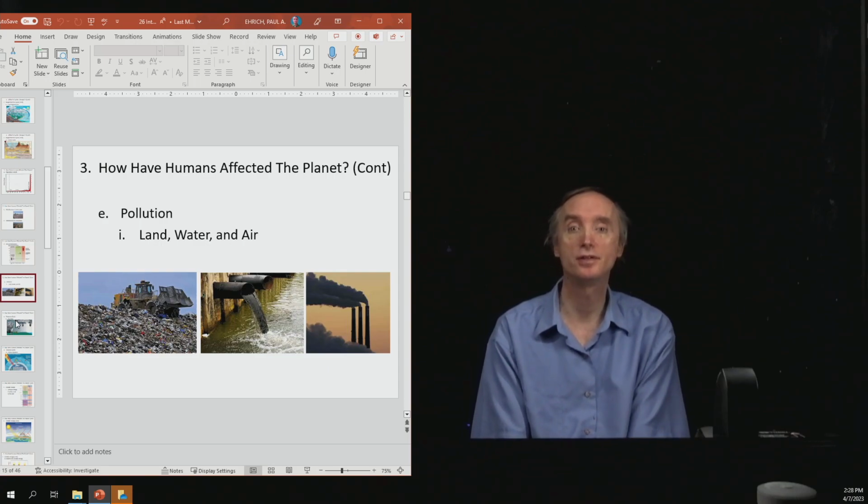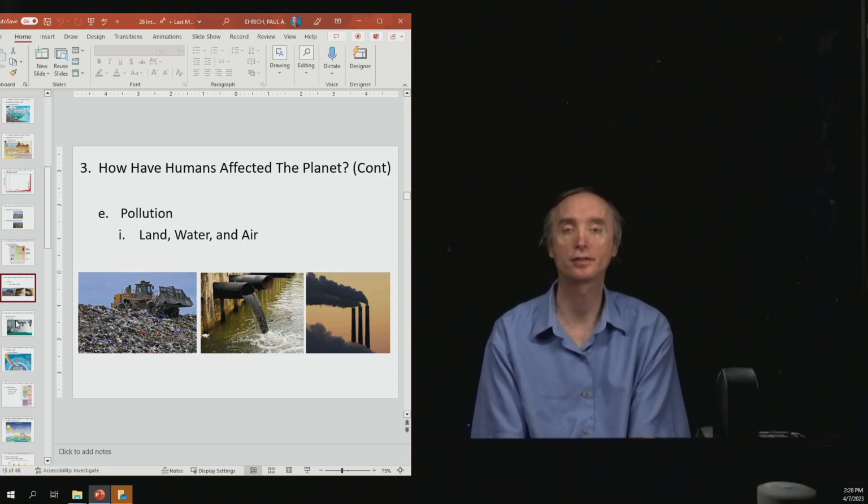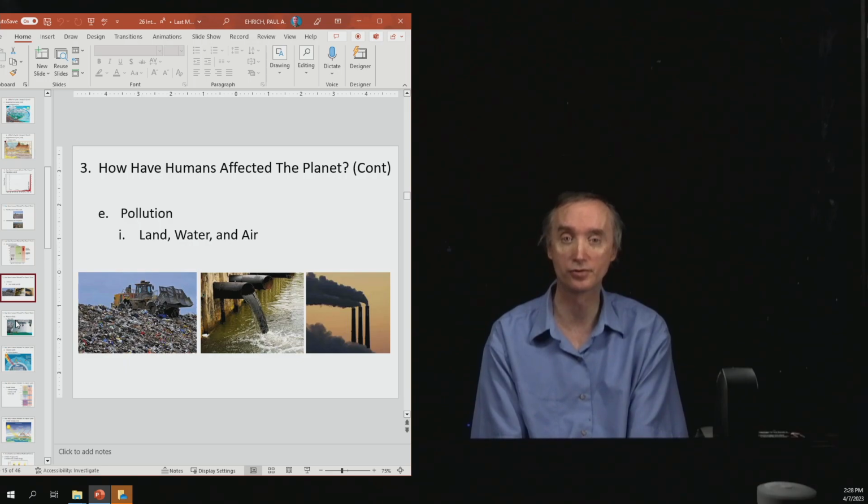Okay, now we want to continue talking about how humans have affected the planet, and so now we want to address pollution. The first kind of pollution is the pollution of the land, the water, and the air. The first picture shows a garbage dump. The second picture shows raw sewage being dumped into a river. And then the third picture shows smokestacks belching pollution into the air.